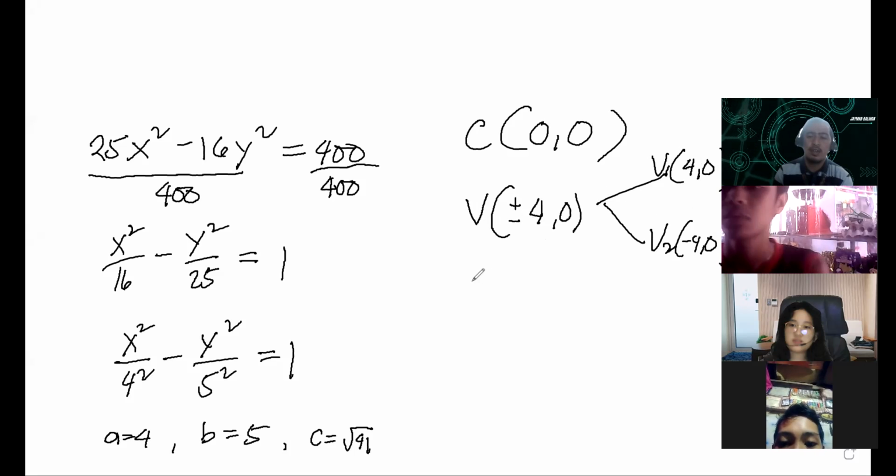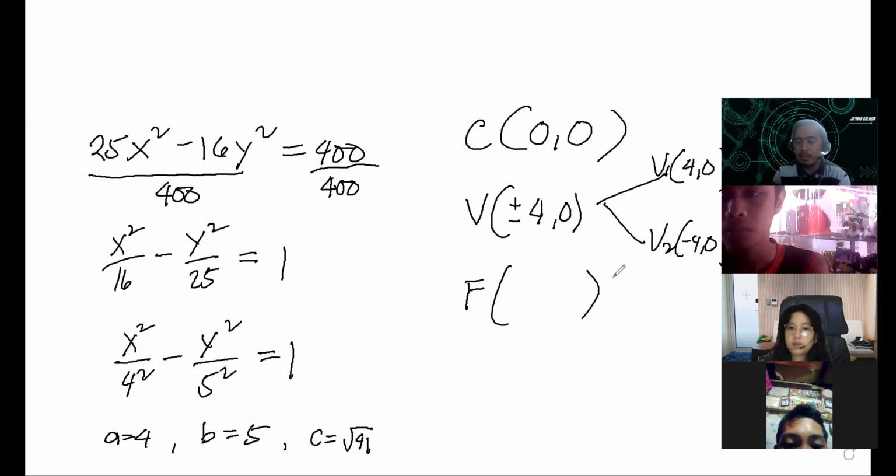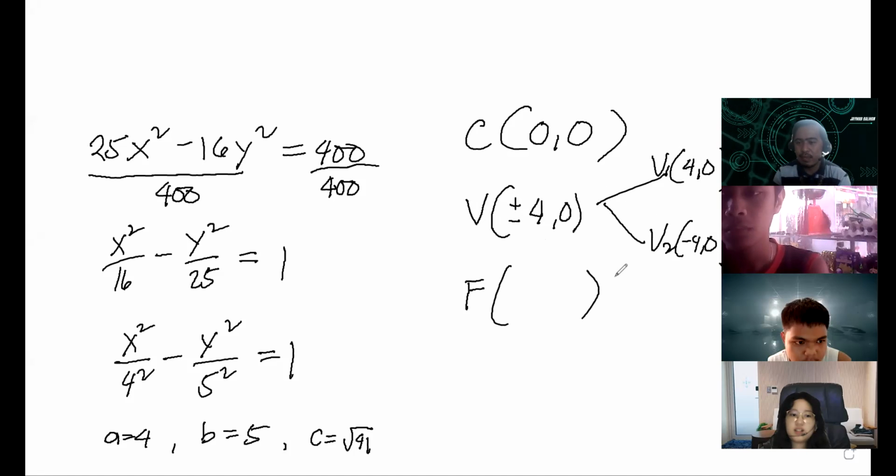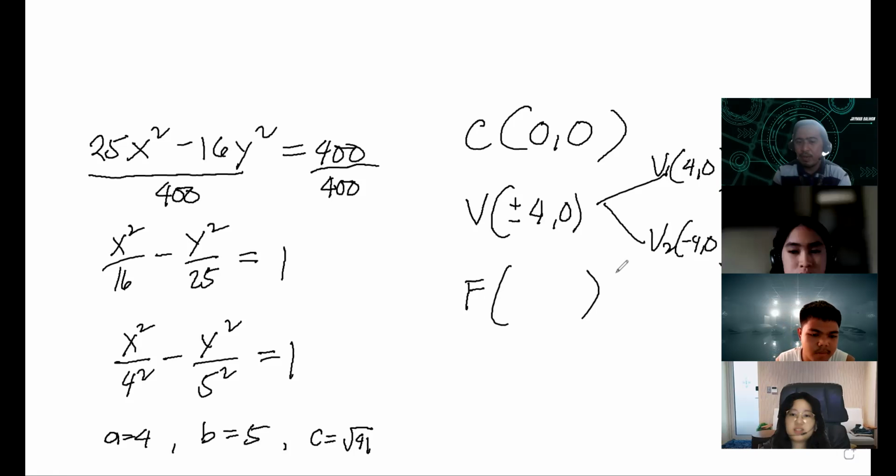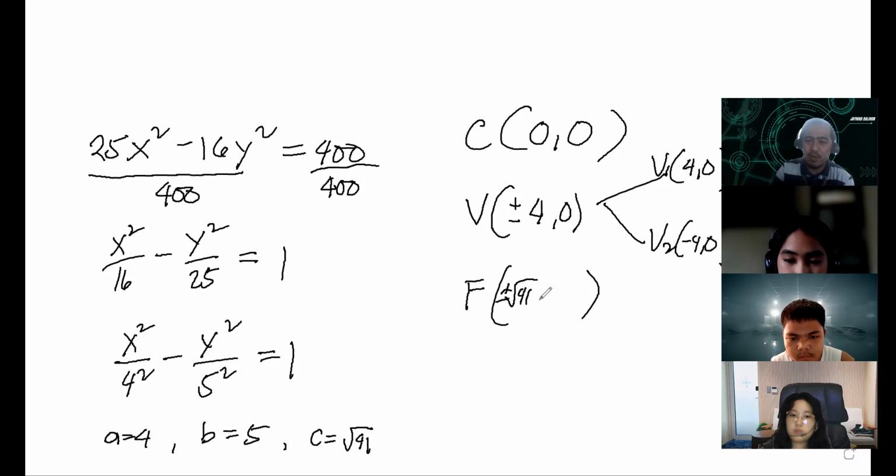Okay, how about your foci? Positive, negative square root of 41. 5 or square root of 41? Square root of 41, sir. Always bear in mind, c is associated with the foci, a with the vertices, and b with the extremities. Right? So in this case, it must be plus or minus square root of 41, 0.